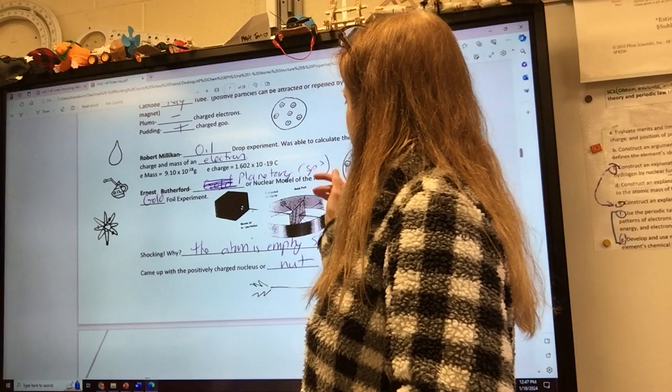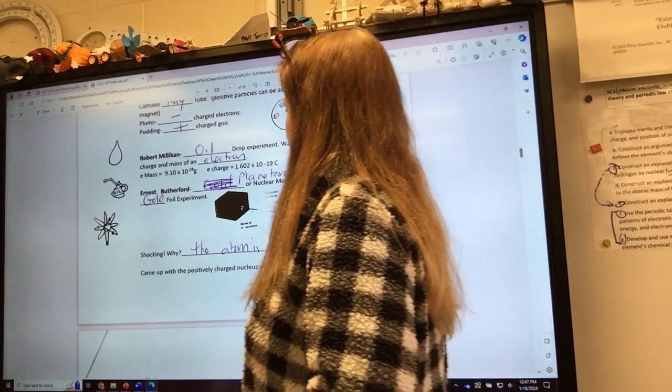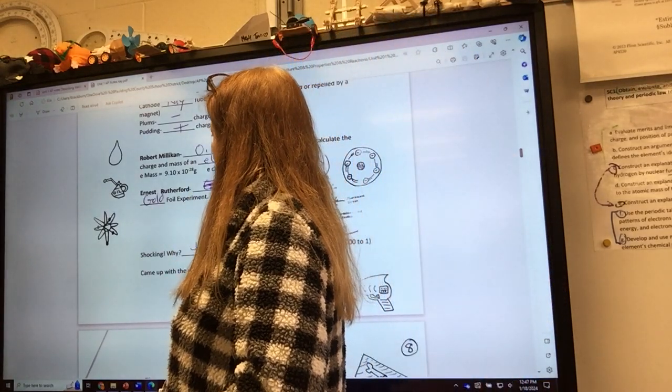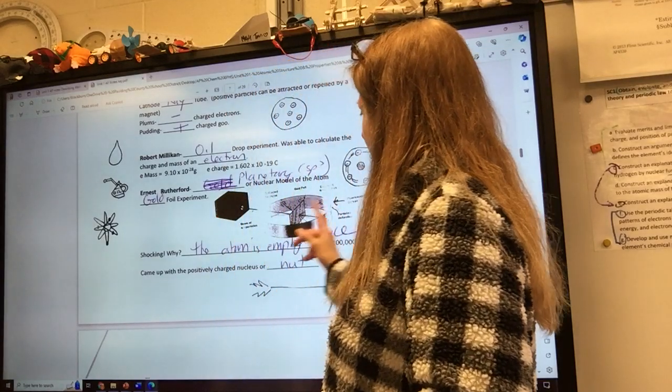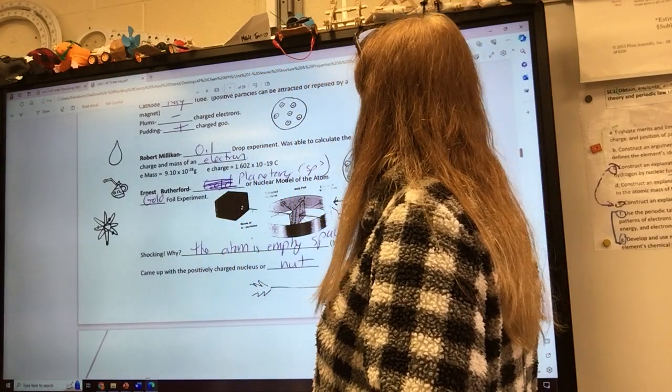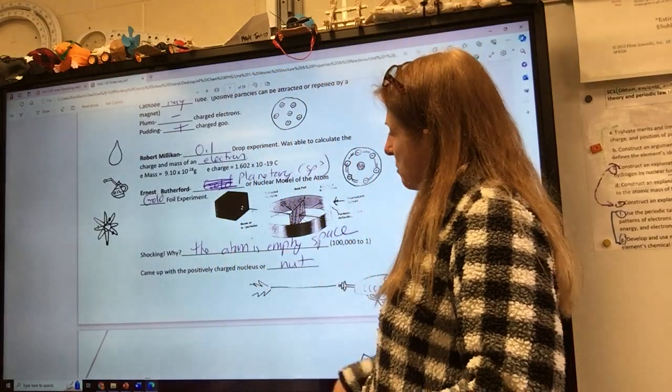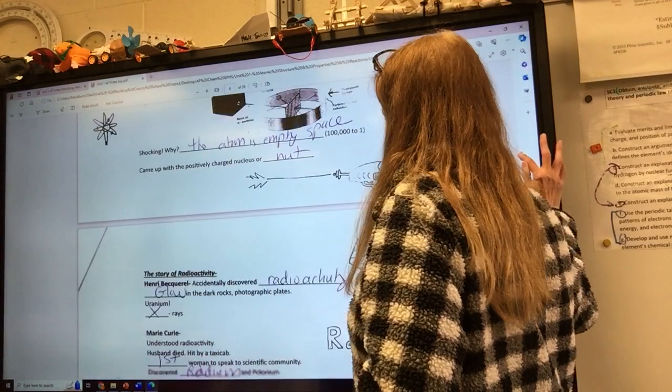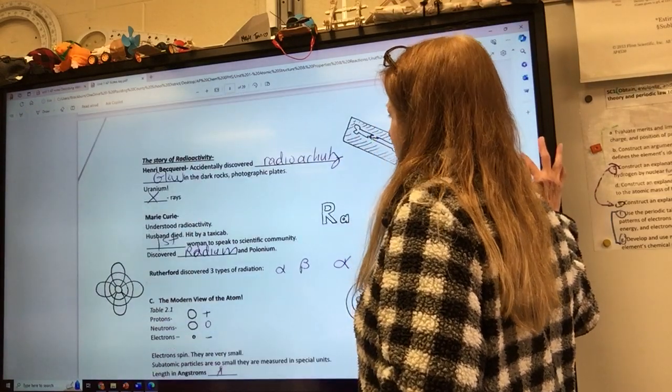Ernest Rutherford, the planetary model. I don't know if I spelled that right. Gold foil was his experiment. We talked about that. It was shocking because the atom is mostly empty space. And he came up with the idea of the nucleus, or a positively charged little nut. Nucleus is Latin for nut.